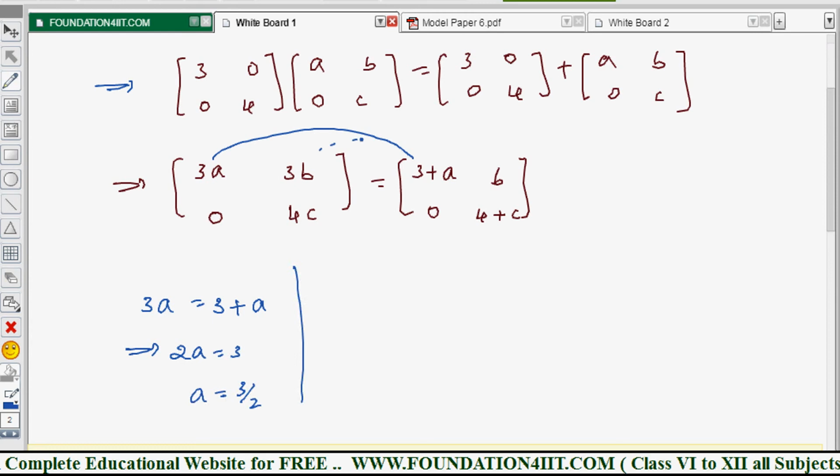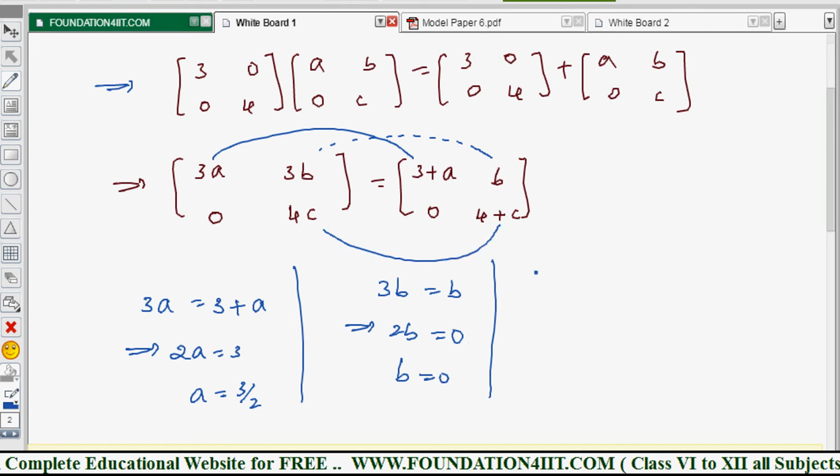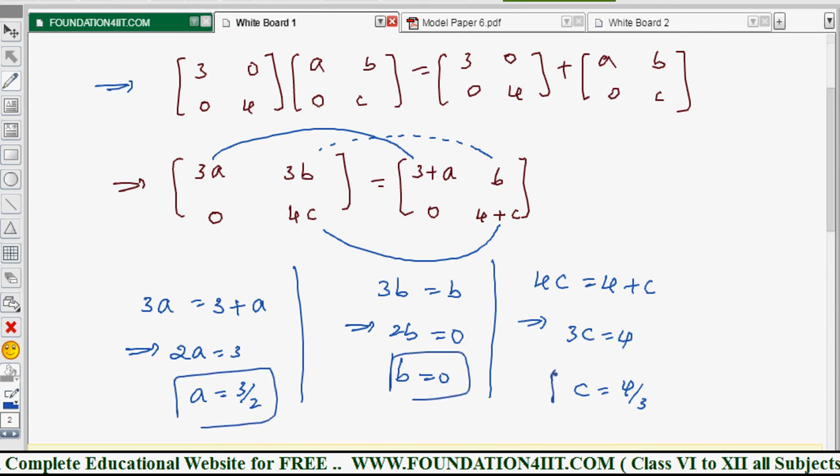Next, this is the 3B element. 3B equals B. From this, 2B equals 0 because B goes to the left side. Then B equals 0. And if you equate these, 4C equals 4 plus C. Taking the C terms to one side, 3C equals 4 and C equals 4 by 3. So A is 3 by 2, B value is 0 and element C is 4 by 3. Right. Let's see the next question.